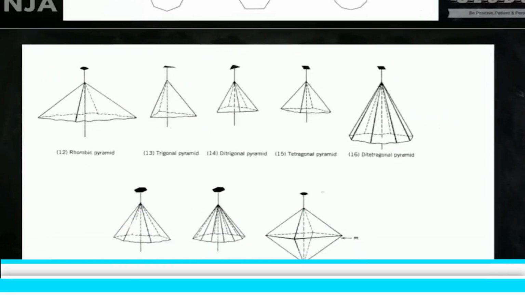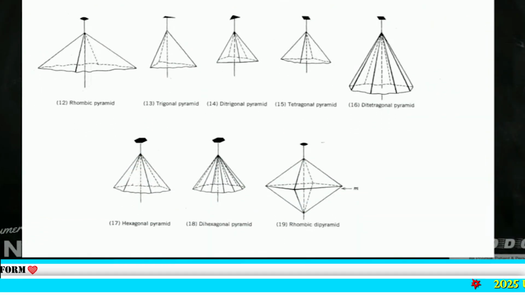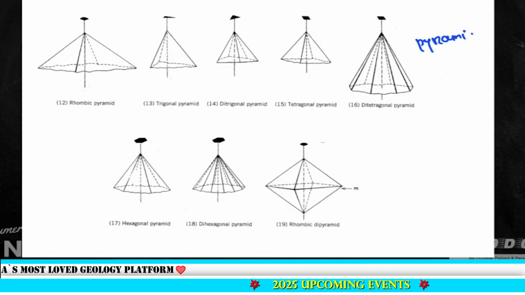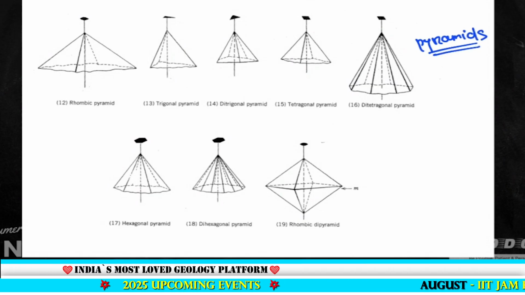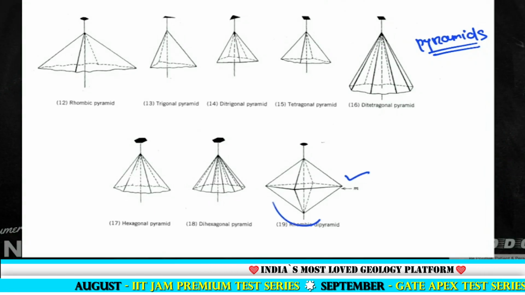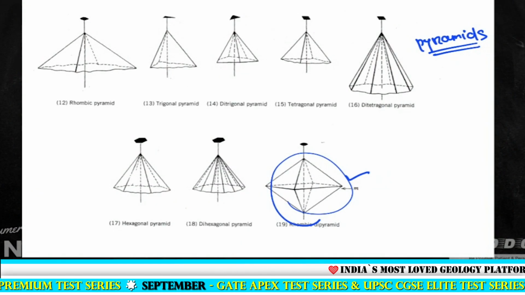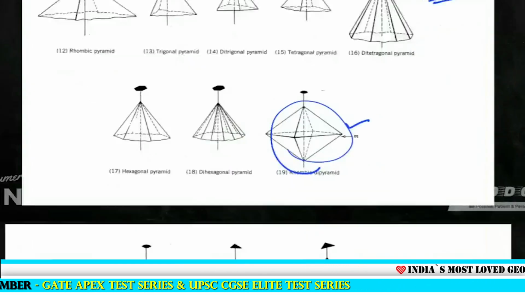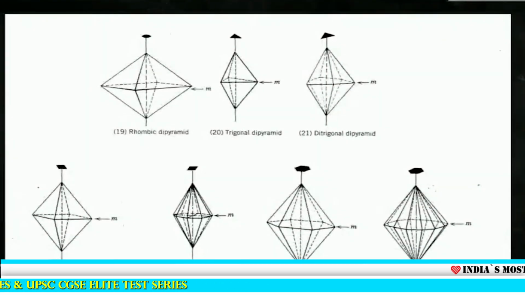This is not important in case of numerical aspects, and these are in case of the pyramids. Okay, and there are two types of pyramids also. Here it is a rhombic pyramid, but it is not going to be here. So rhombic will come in the dipyramid cases. It came here by mistake, so rhombic dipyramid.